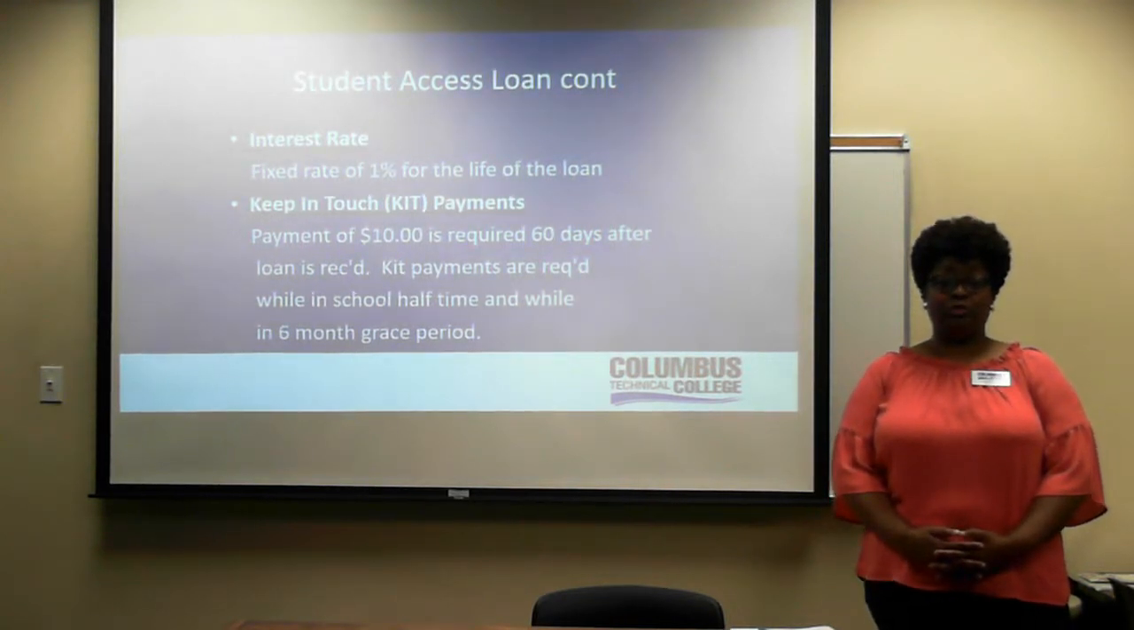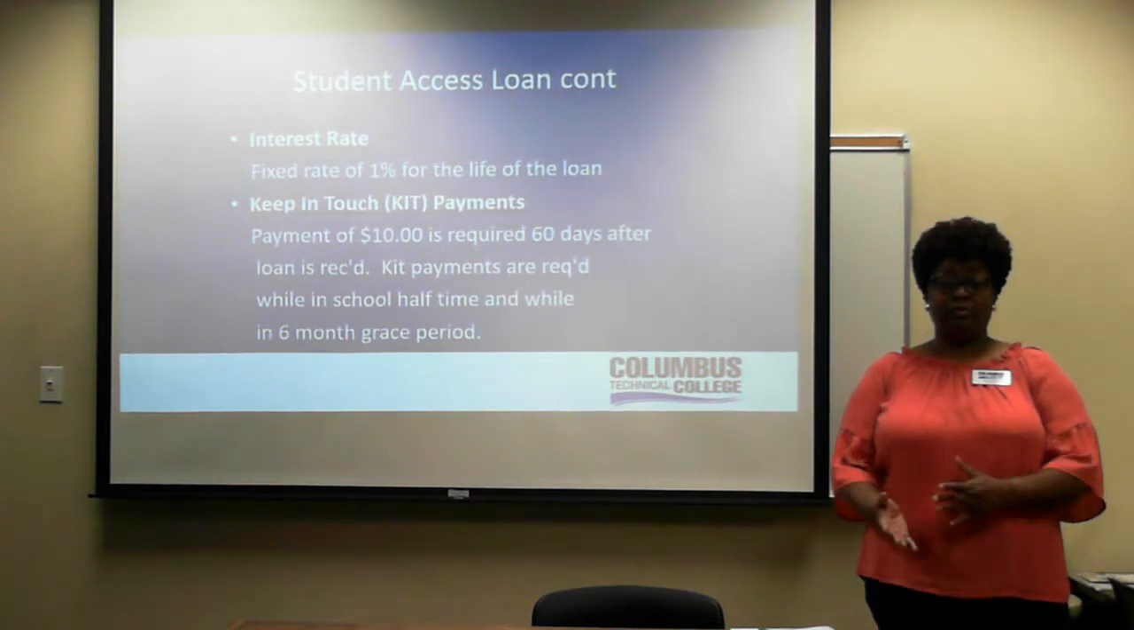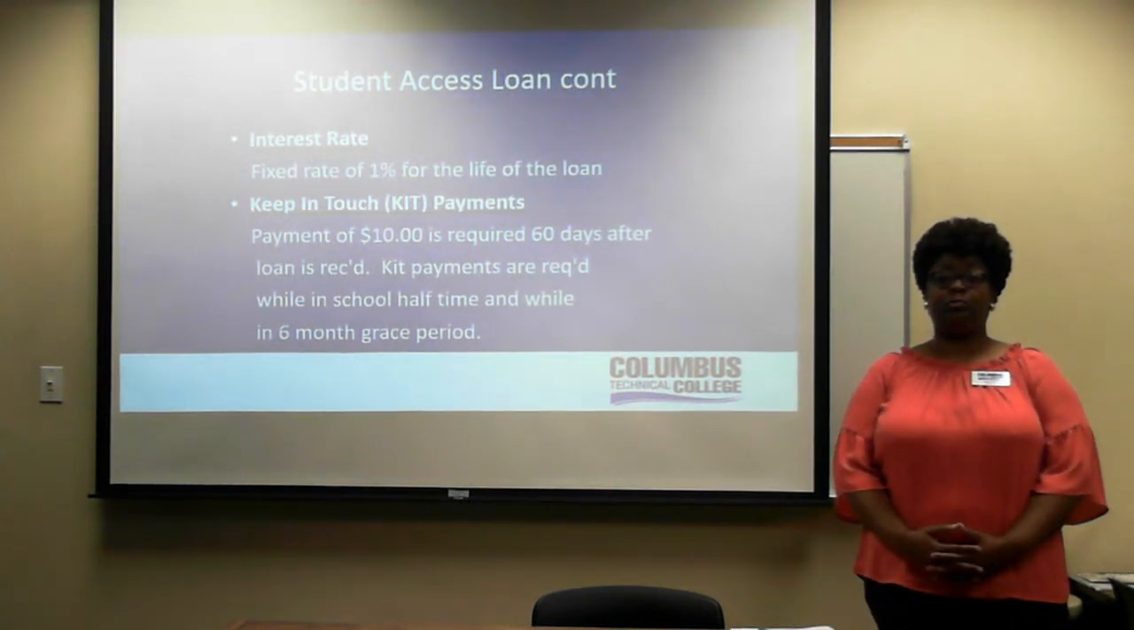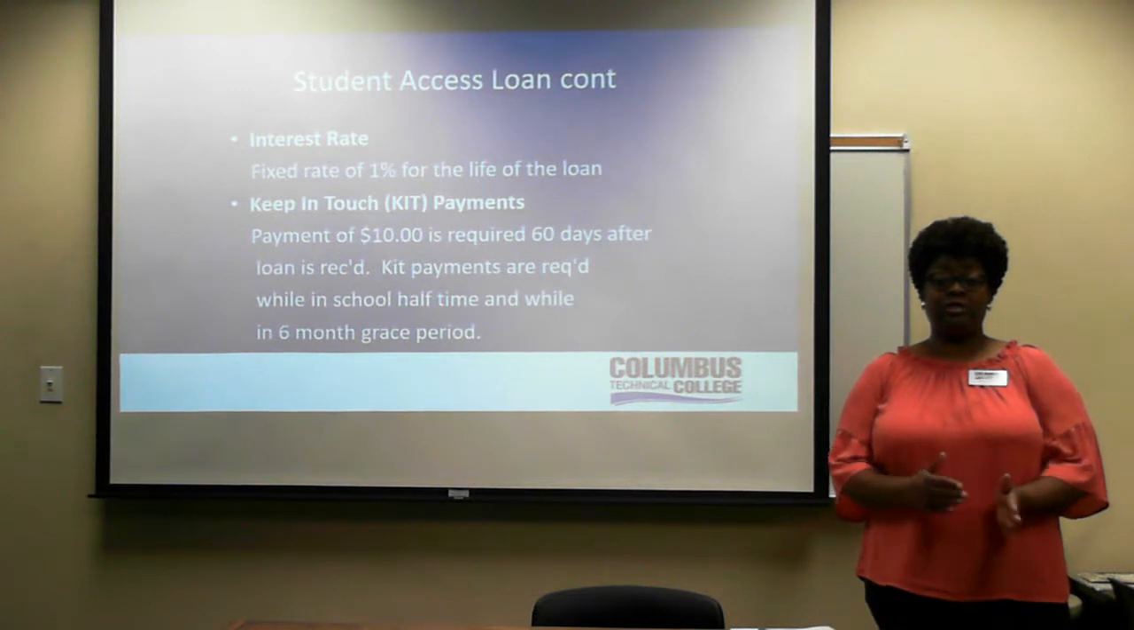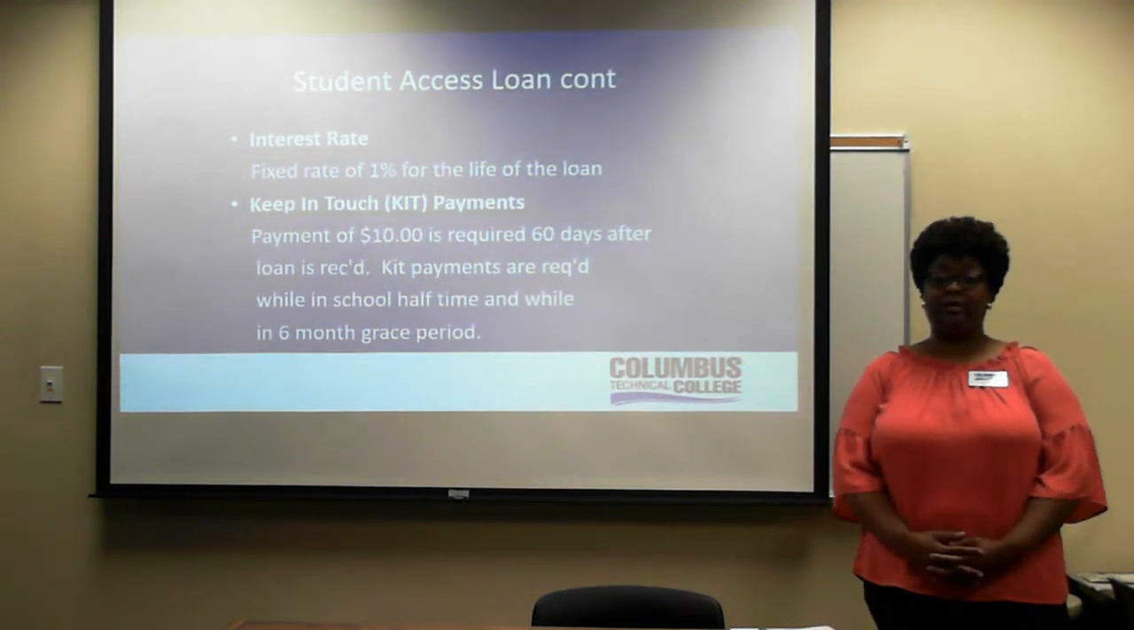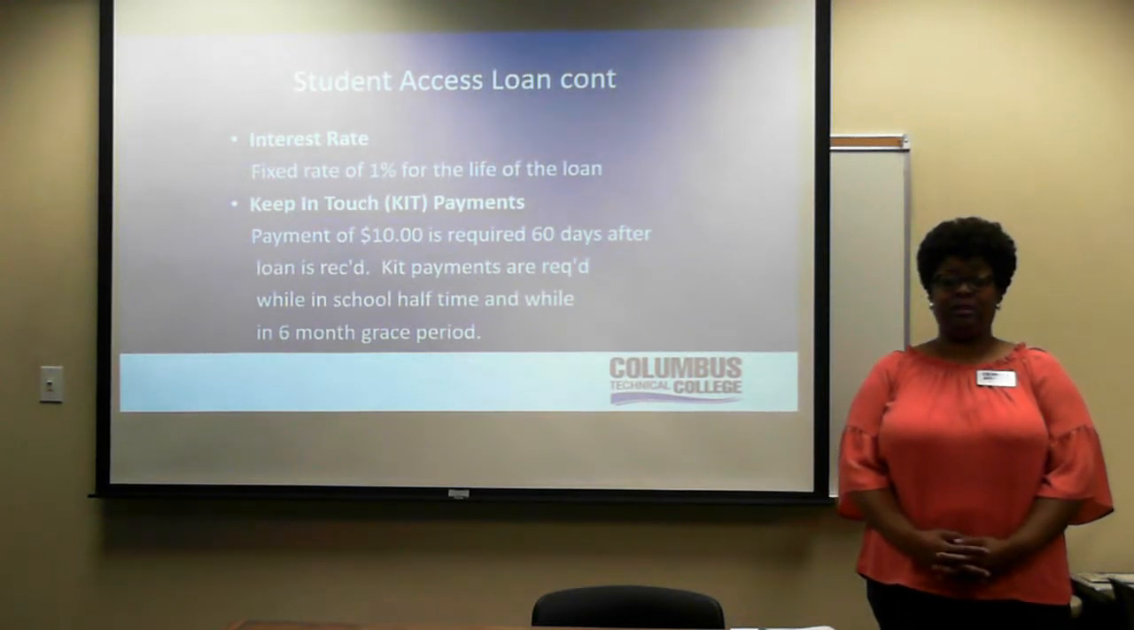Keep in mind, once you graduate or you have left the college, 6 months later, your monthly payment for the student access loan will begin. So while you're in those 6-month grace period, you will have the KIT payment. And typically the KIT payment is only $10 a month.